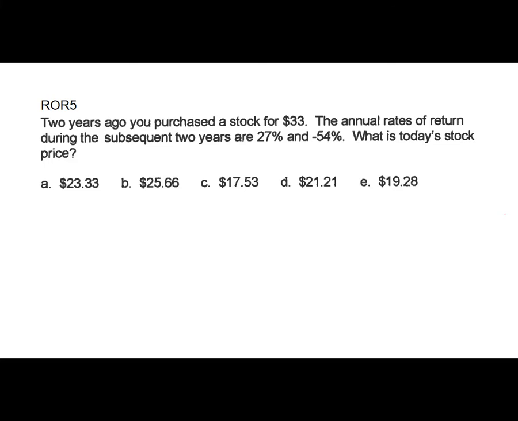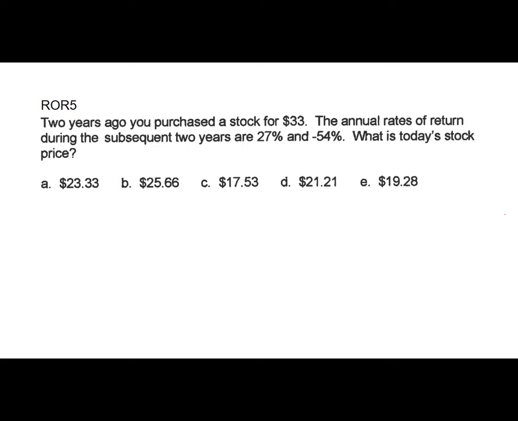All right, here's a short video for solving ROR5. The question reads, 2 years ago, you purchased a stock for $33. The annual rates of return during the subsequent 2 years are 27% and minus 54%. What is today's stock price?